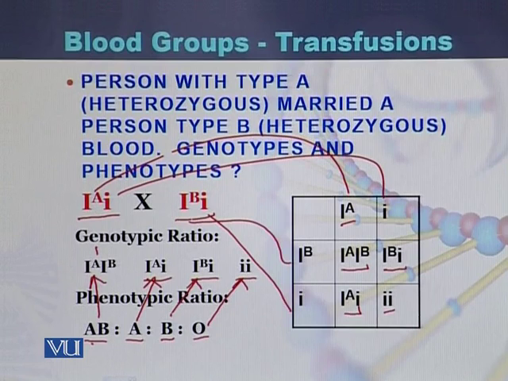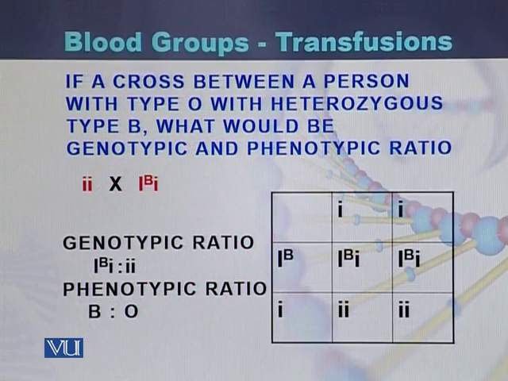So based on this data, if a person who is heterozygous with blood group type A marries a person who is heterozygous with blood group B, the genotypic ratio will be 1:1:1:1, and the blood groups will be AB, A, B and O. This is the second example.